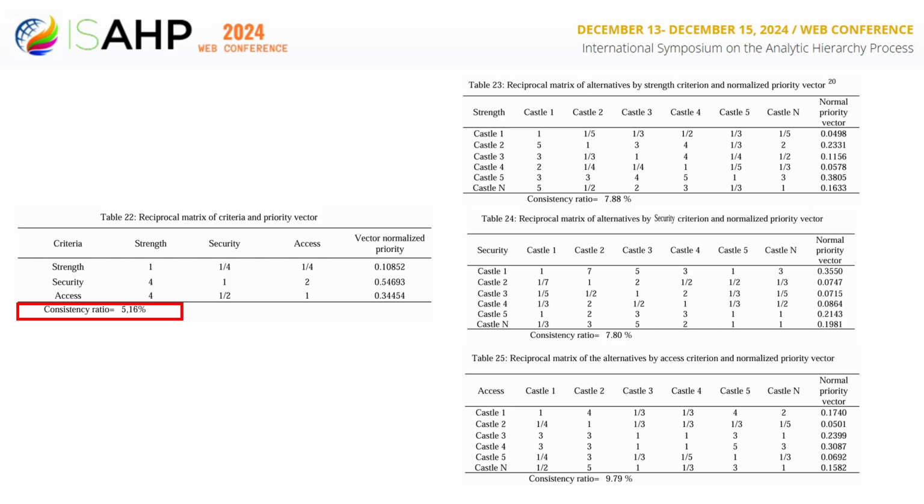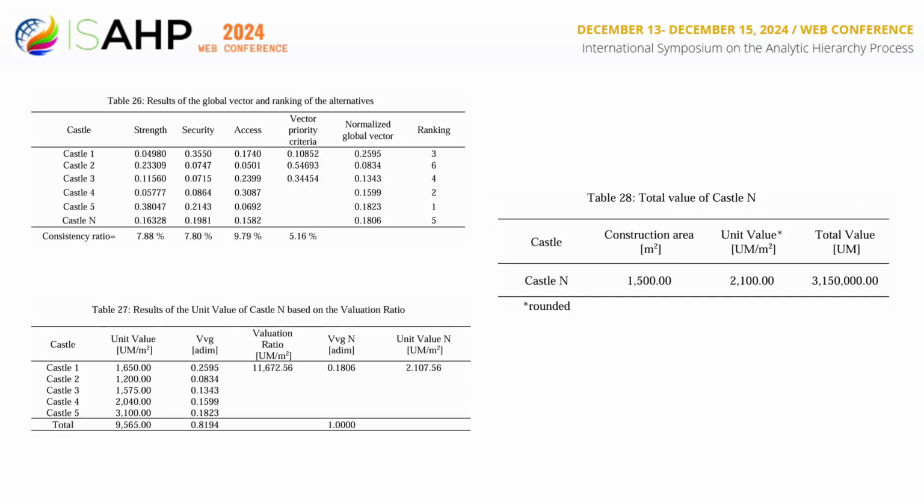These three tables present the reciprocal pairwise comparison matrices of the alternatives and the normalized priority vector for strength, security, and access. Once the pairwise comparison matrices of the criteria and of the alternatives by criteria have been determined, a table is presented with the results for the normalized priority vector by alternatives, the priority vector of the criteria, the global vector, and the ranking. In this other table is the result for the unit value of Castle N, while in this other table is the calculation of the total value for Castle N of 3,150,000 monetary units.